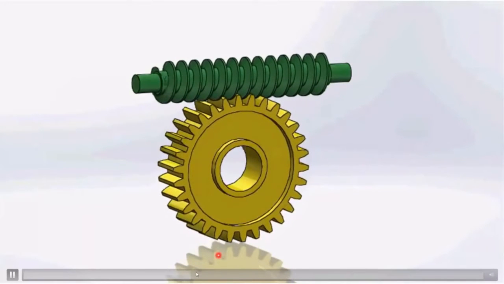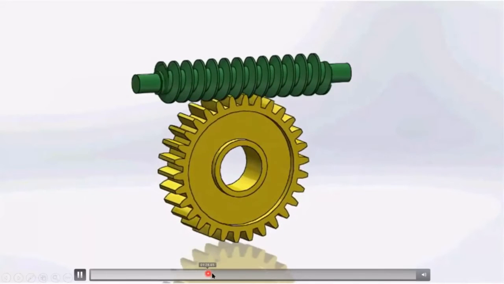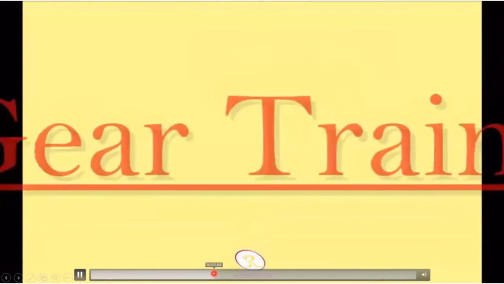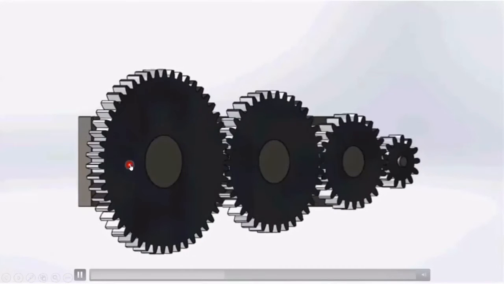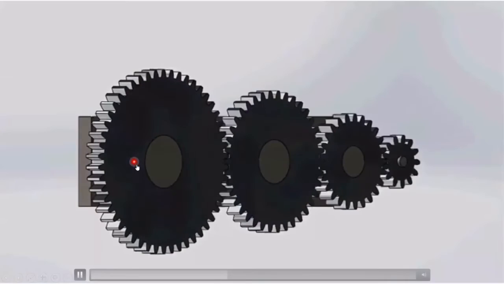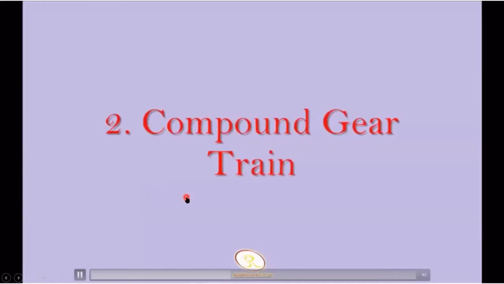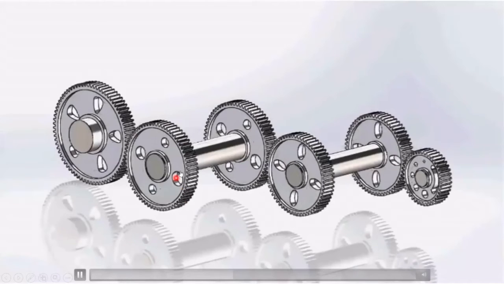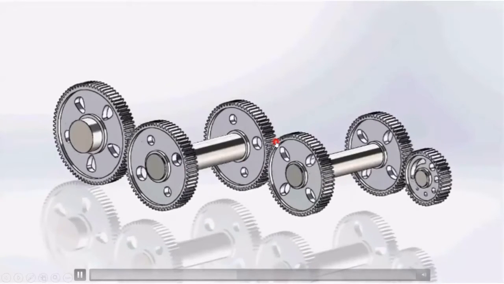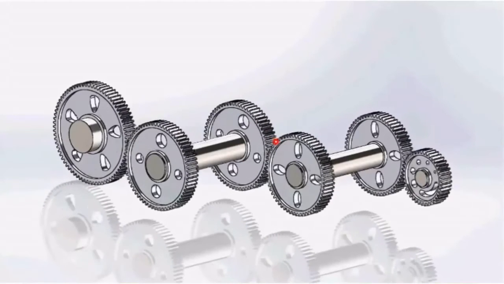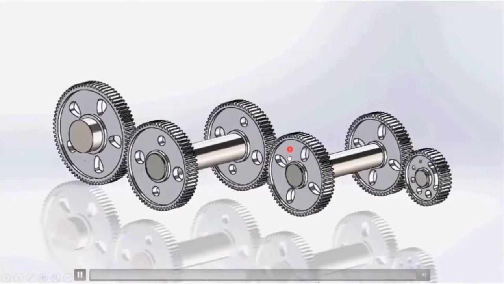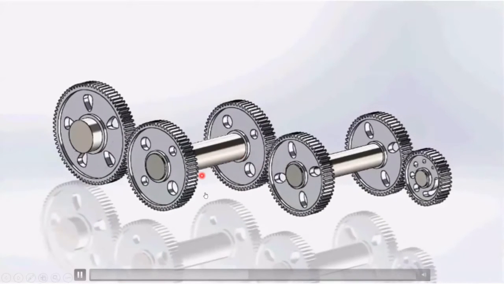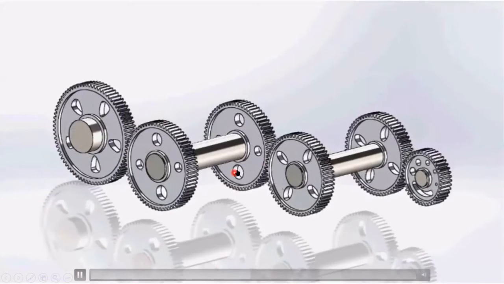First one is the simple gear train. Simple gear train means each shaft has a single gear. Second one is the compound gear train, which means one shaft consists of two or more gears. You can see this type of arrangement in a gearbox.